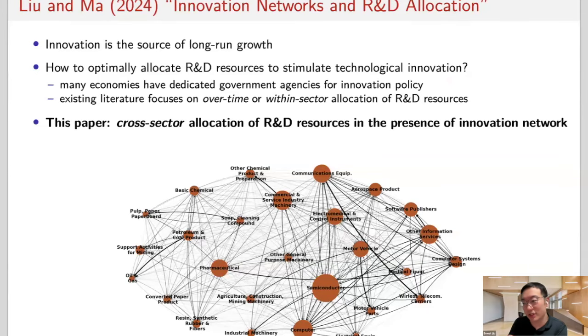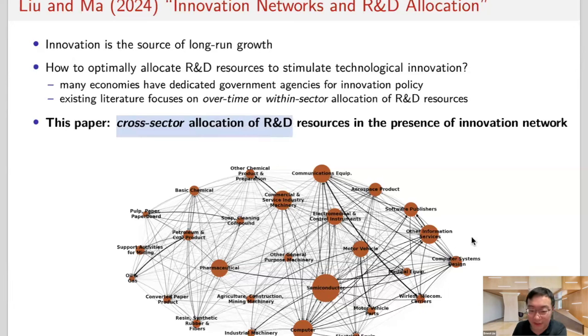Okay, so I'm going to switch gears to think about industrial policy for technology, for growth, and maybe for the green transition, which are more relevant for developed economies. So this is recent work with SOMA. We think about innovation networks and R&D allocation. So this is a paper where we want to understand how economies should allocate R&D resources across technologies.